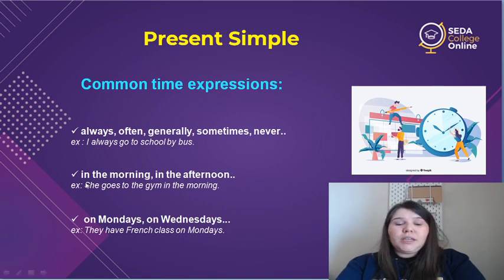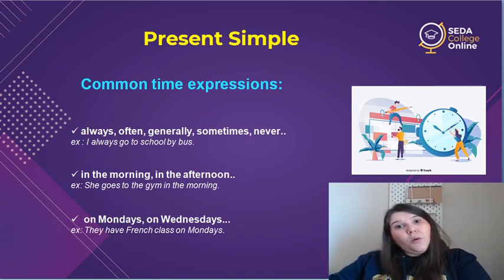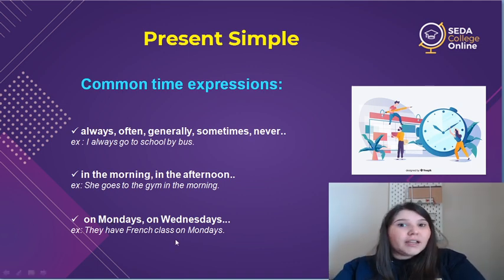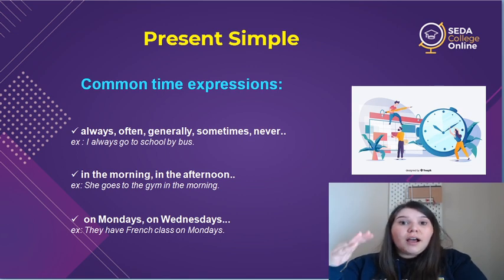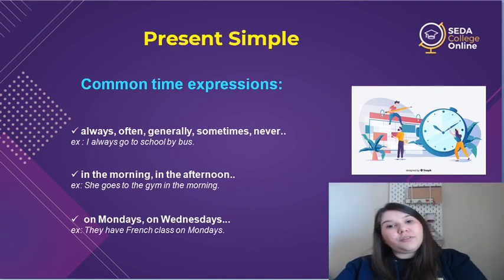Okay? If I use any adverb of frequency. The second one we can use in the morning, in the afternoon, in the evening. So example, she goes to the gym in the morning. So this means that every morning she goes to the gym. It's a habit. And the last one, on Mondays, on Wednesdays, on Fridays, on Tuesdays, so on days of the week. So they have French class on Mondays, so every Monday they have French class.